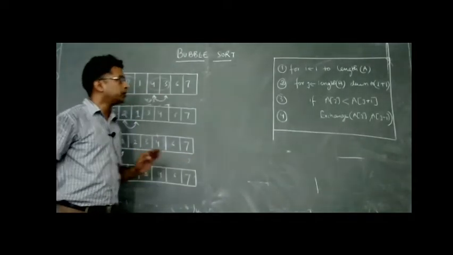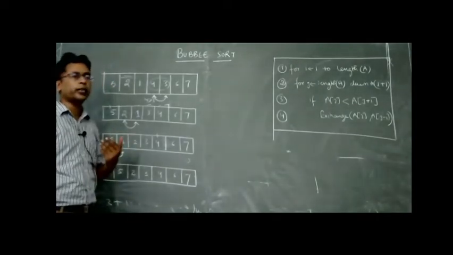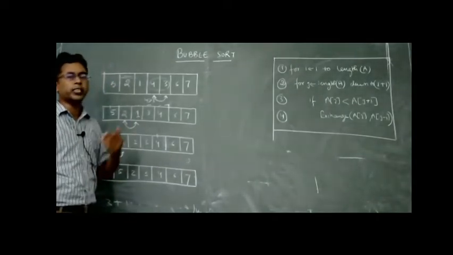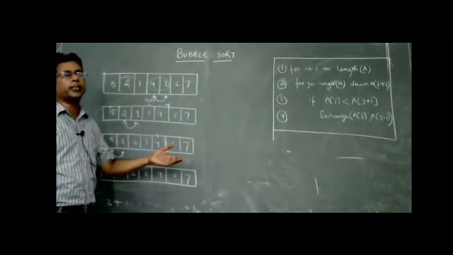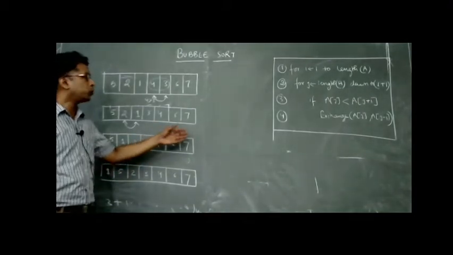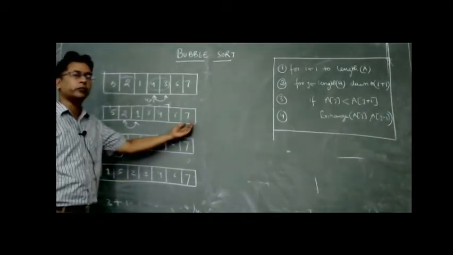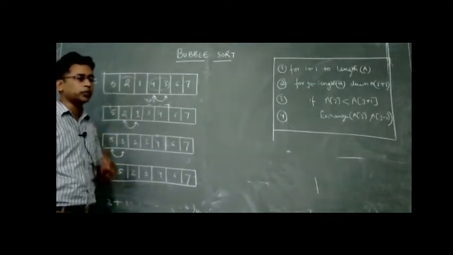But the bubble sort is very simple. Everybody knows that if you find a larger element on the left hand side and a smaller element on the right hand side, in that situation, exchange these two elements. And this procedure is repeated from the right hand side of the array to the left hand side of the array. But this is the end of just the first iteration.